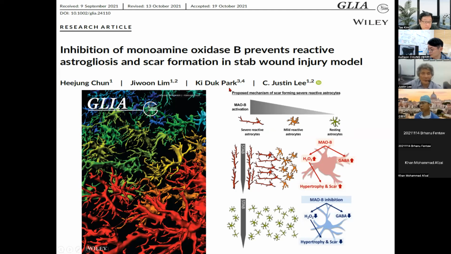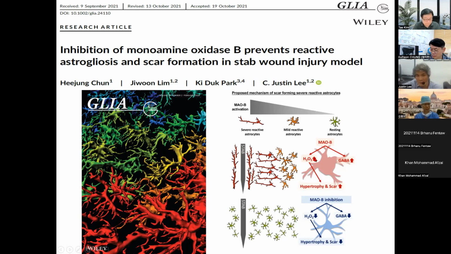And using this drug, and also various genetic models, such as MAO-B shRNA, MAO-B knockout, and MAO-B overexpression mouse, we were able to test the idea of inhibiting MAO-B, and we found that the inhibition of MAO-B prevents the reactive astrogliosis and scar formation in the stab wound injury model. So when there's a stab wound, it causes a severe reactive astrocyte lining up this injury site, and also some tangential as well as radial reactive astrocytes.